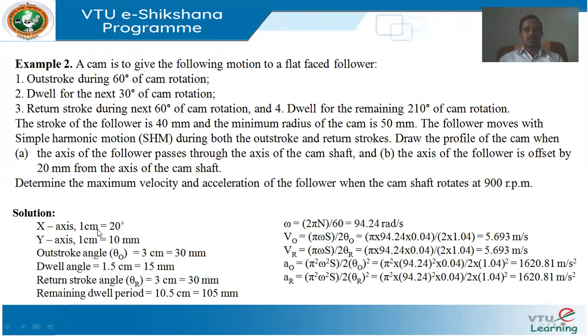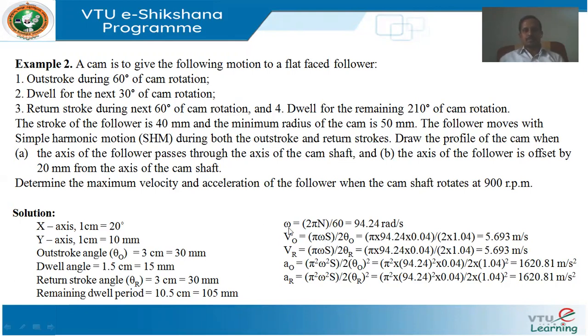According to this scale, the outstroke angle theta naught becomes 3 centimeter, because 60 divided by 20, that is equal to 30 millimeter. Similarly, the dwell angle becomes 1.5 centimeter, that is equal to 15 millimeter. The return stroke angle theta r becomes 3 centimeter, that is equal to 30 millimeter. The remaining dwell period becomes 10.5 centimeter, that is equal to 105 millimeter.